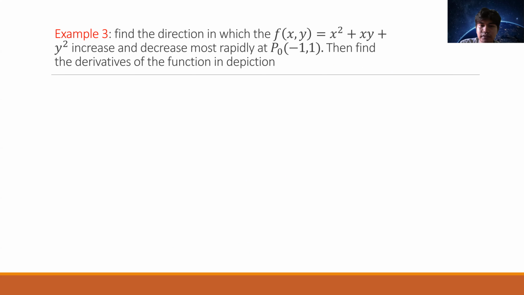And here is example number 3. Find the directions in which the function x squared plus xy plus y squared increases and decreases most rapidly at point minus 1, 1. Then find the derivative of the function in these directions.